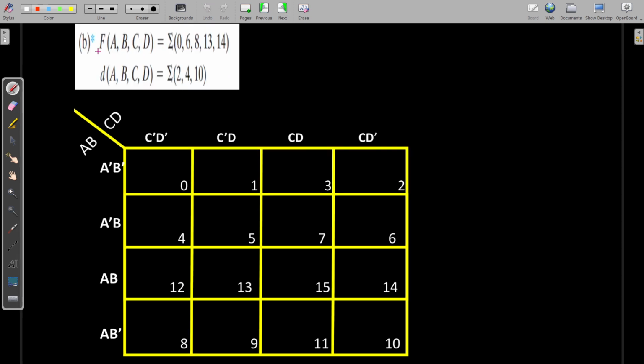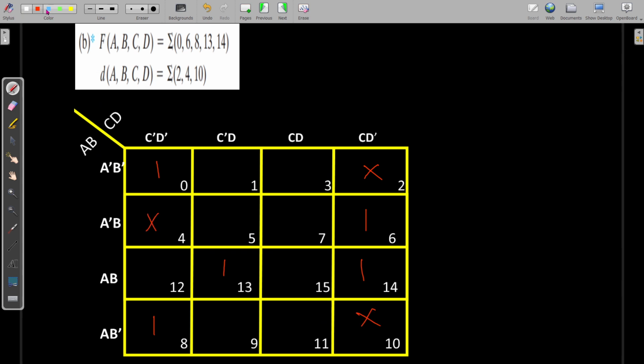In this B problem we are given f of a, b, c, d equal to sigma 0, 6, 8, 13, 14 and d of a, b, c, d equal to sigma 2, 4, 10. So we'll mark now. The 0 minterm is 1 here, then 6, 8, 13 and then 14. Then for the don't care conditions, we mark x at 2, 4 and then 10.